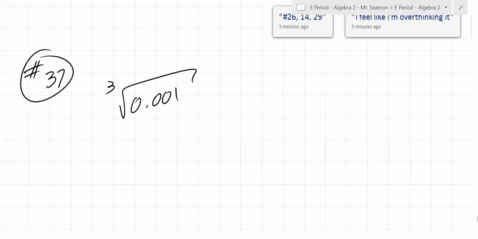Cube root. Anybody come up with a strategy for analyzing this? I don't really want the answer. Do you have a strategy for doing this? What did you do first to this? Anybody have an idea of one thing you could do first?